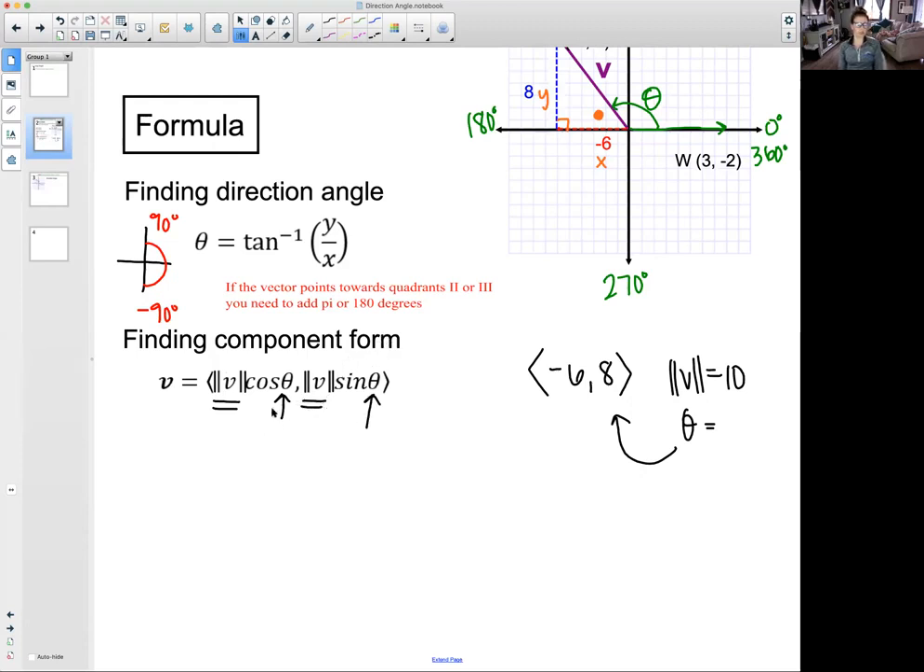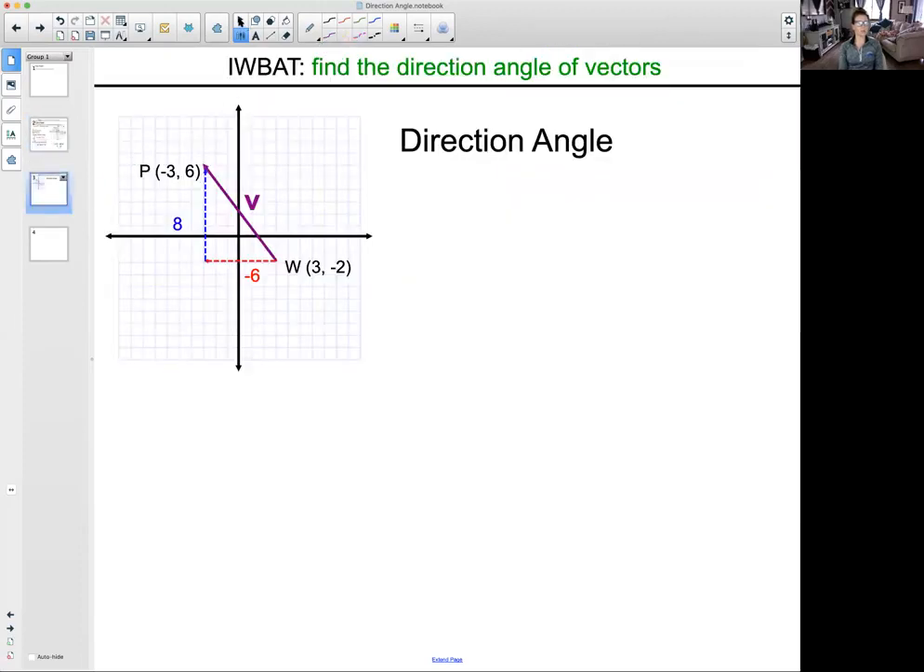For this example, to see once we do actually find the direction angle, are we going to get back these components just to check ourselves. So let's go ahead and do this example. I'm going to move this again, right to the origin, and then we're going to go ahead and find the direction angle using that formula.